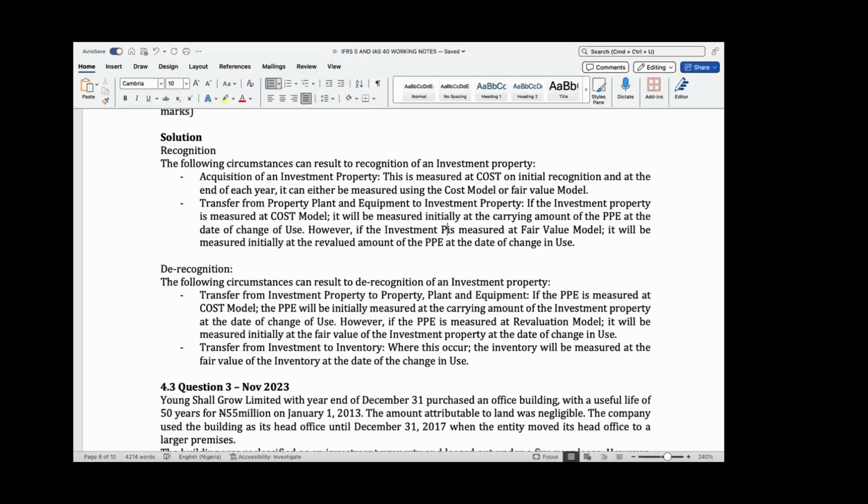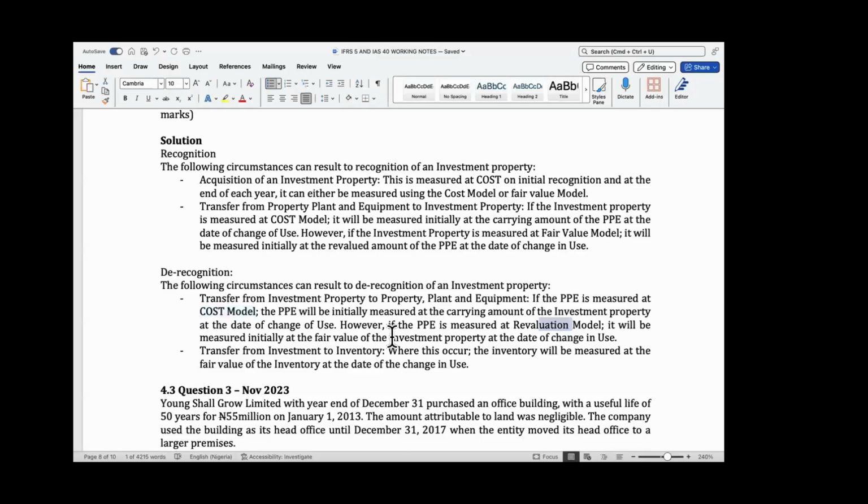But if you want to derecognize, that is moving away from investment property to PPE, then the focus becomes the PPE. How do you measure the PPE going forward? If you choose cost model, then whatever was the carrying amount of that investment property at the date of change in use becomes the value of that PPE. But if the PPE is measured at the revaluation model, you will need to revalue that investment property at the date of change in use. Whatever that value is becomes the value of that PPE.